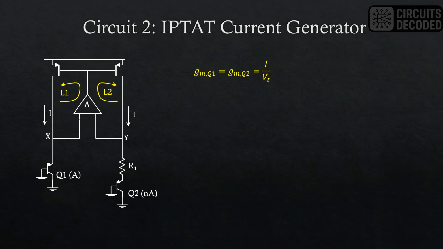Now we can see that there are two loops, L1 and L2. However, we do not know which of these loops is negative feedback and which one is positive feedback. To know this, we need to find the loop gain of each of these loops. However, we do not know at this point the polarity of the input terminals of the op-amp. So let's find out the loop gains without this knowledge.